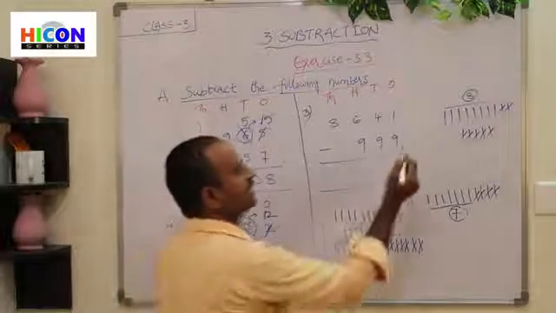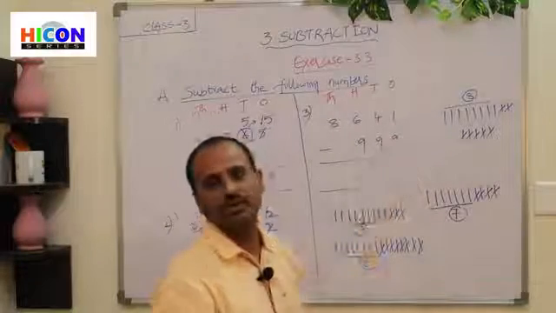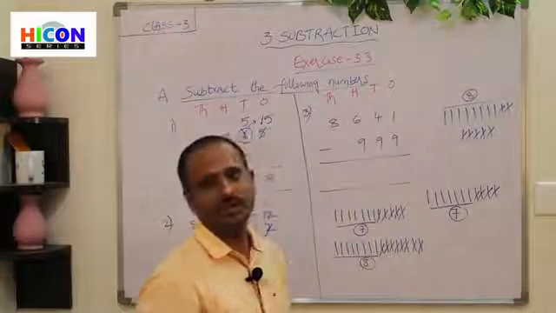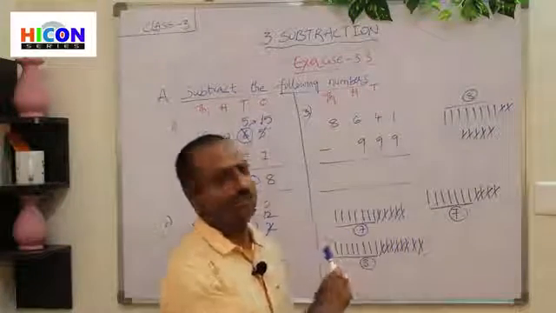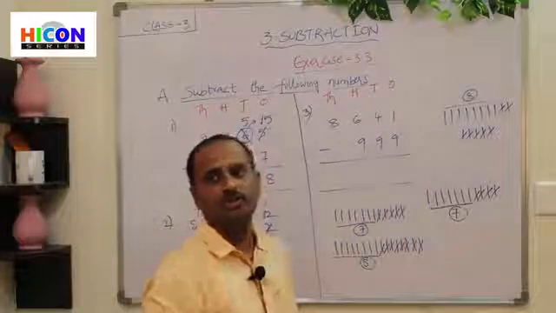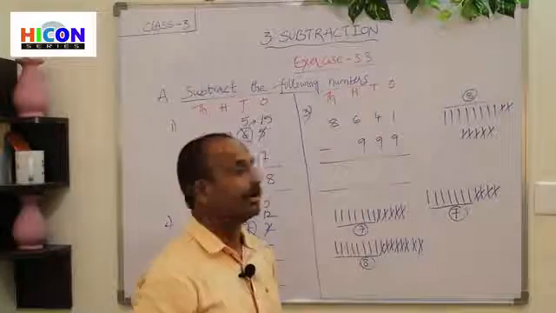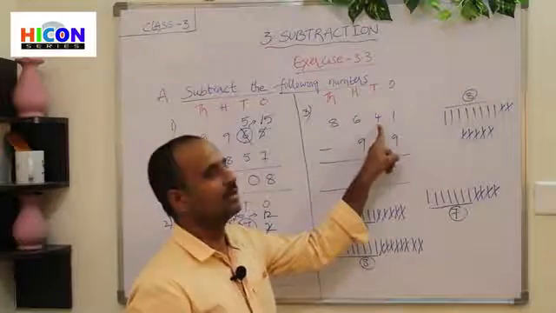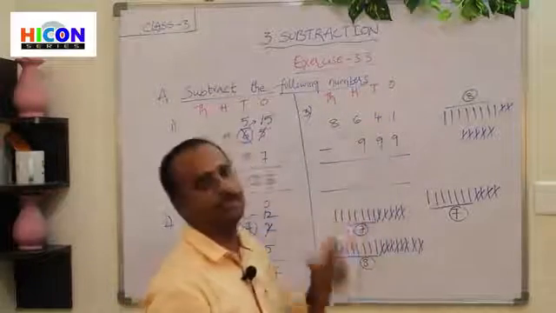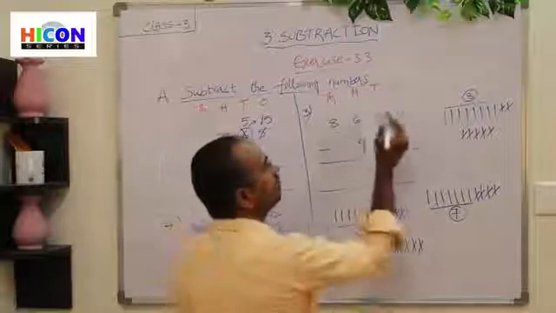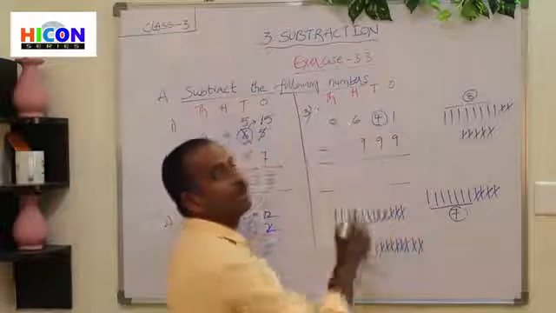What are the digits present in ones place? 1 and 9. So now subtract 9 from 1. Can we subtract 9 from 1? No, because 1 is the smaller number and 9 is the greater number. So here subtraction is not possible. So now what do we have to do? We can do this subtraction by regrouping its previous place. That means by regrouping the tens place or by borrowing from the tens place. What is the digit present in the tens place here? 4 is present in tens place. That means how many tens are there?